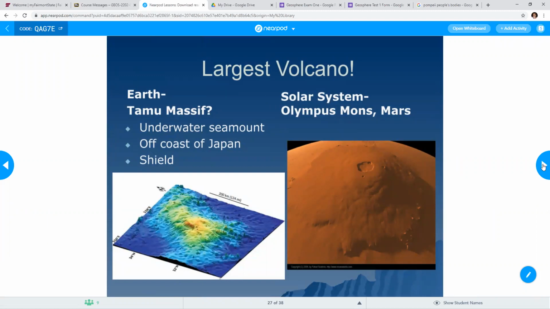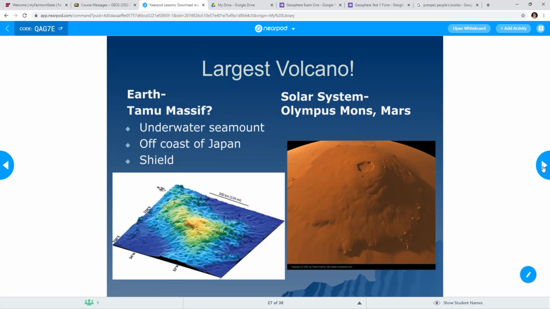So the largest volcanoes on Earth. This is Tamu Massif. It is an underwater seamount off the coast of Japan. Of course, it is a shield volcano. They are huge. The largest one in the entire solar system happens to be on Mars, and it is Olympus Mons.